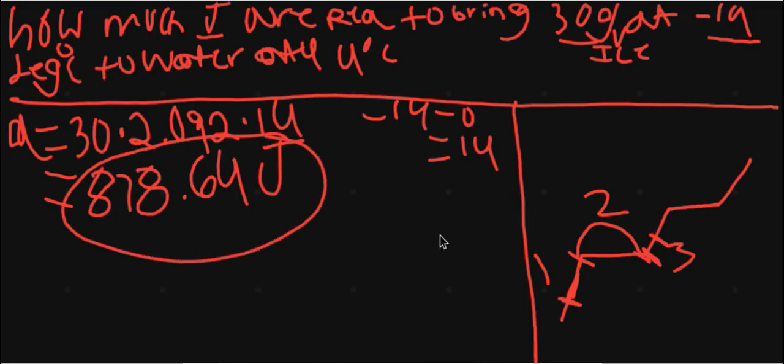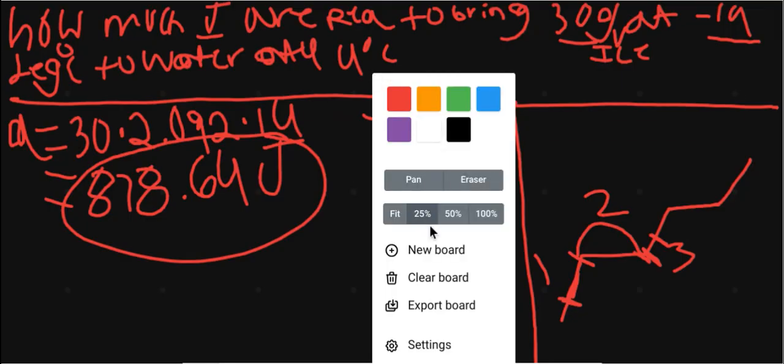Now, a very common mistake at this point is thinking you are finished here with this value. No, you still have two more equations to figure out the total amount of energy that it takes to bring 30 grams of ice at negative 14 to 4 degrees Celsius. Now, we'll clear the board and do our final two equations needed.